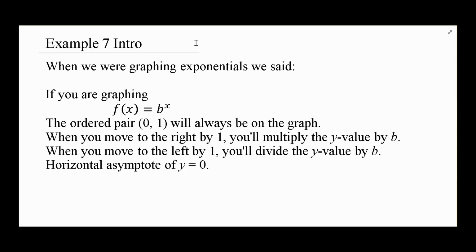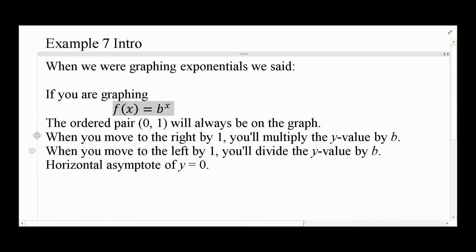So let's remember what we talked about when graphing exponentials. If we had an exponential of the form f of x equals b to the x, then we had kind of a three-step process. The first step was to say the ordered pair 0, 1 is on this graph no matter what. And this came from the basic fact that anything to the 0 power equals 1. We then said if we take a step to the right by 1, then we're going to multiply the y value by the base.